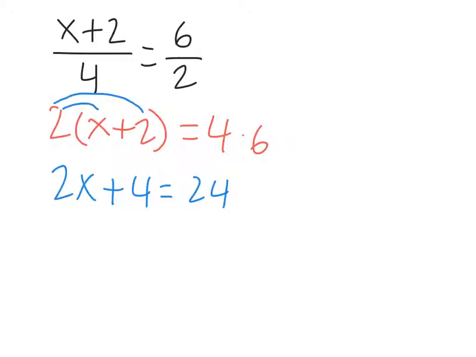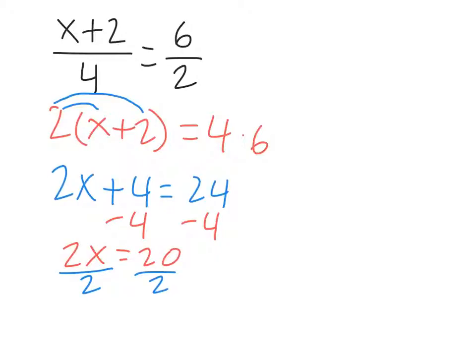And then solve from there. Subtract 4 from both sides. Gives us 2x equals 20. Divide both sides by 2. And that gives us x equals 10. So just know if we have an expression that's more than just x, you have to use the distributive property.